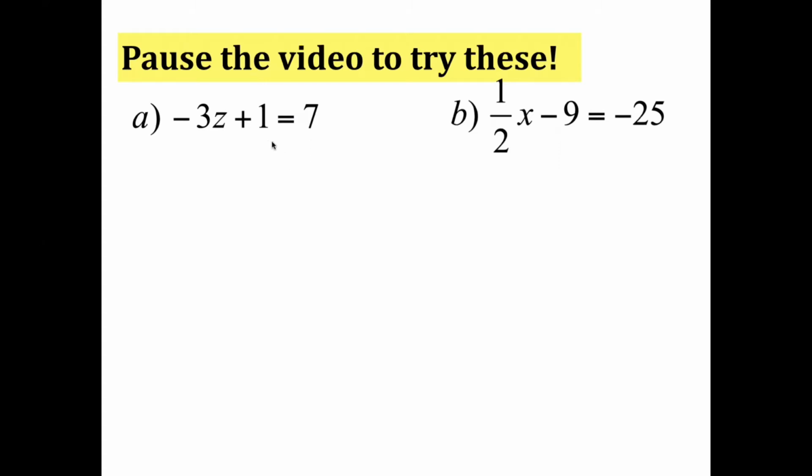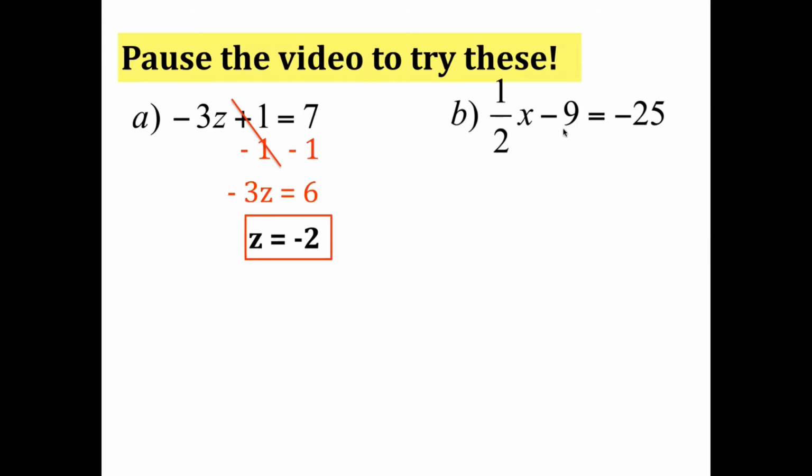So for letter A, we have negative 3c plus 1 equals 7. You're first going to undo your addition by subtracting 1 from both sides. 1 cancels out, and you're left with negative 3c equals 7 minus 1, or 6. Undo your multiplication by dividing both sides by negative 3. Negative 3 cancels out, and you're left with c equals negative 2.